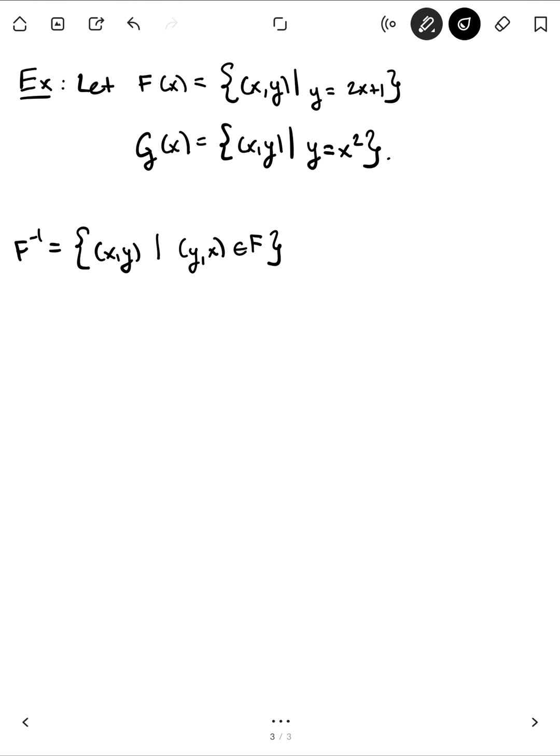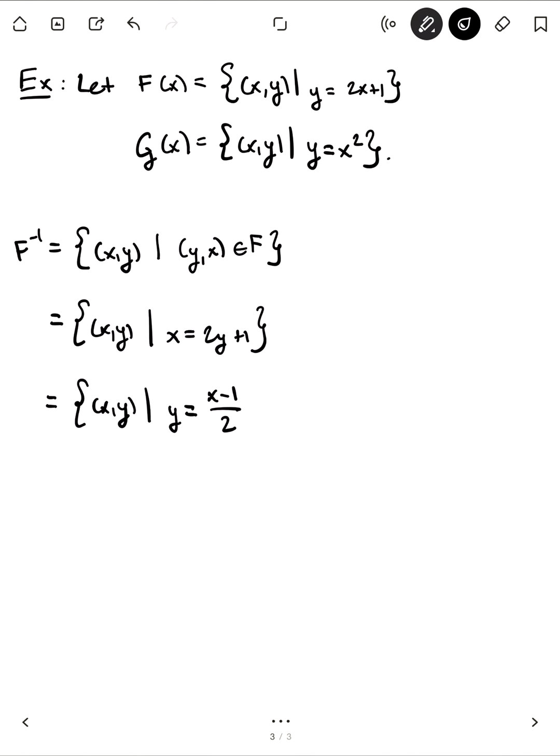And so how is f inverse defined? Well, it's the set of (x, y) such that (y, x) is in f, that is, x equals 2y plus 1. If we solve for y now, that's going to be the set of ordered pairs (x, y) such that y equals (x minus 1) over 2. And you'll notice here, this is a situation where the inverse of the function is indeed a function. This is because f of x is just a line. It's a linear function, and so the inverse is also going to be a linear function.